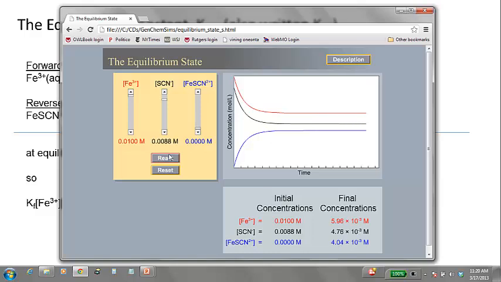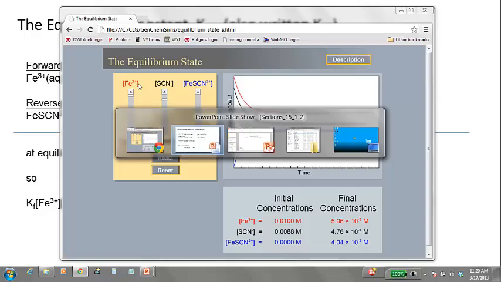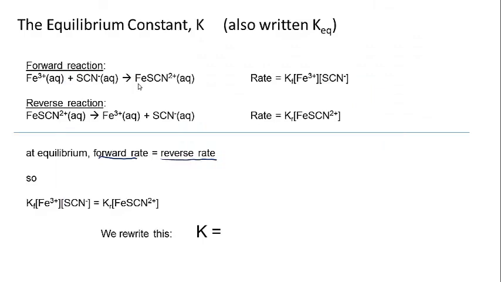At that state, which we call equilibrium, the reaction hasn't stopped, but the rate of these going to make this is equal to the rate of this going to make those. That is, the forward and reverse reactions have the same rates. At that point, if we write the rate law for the first step, the forward step, and we write the rate law for the second step, at equilibrium the forward rate and the reverse rate equal each other. The rate of the forward step and the reverse step are equal.